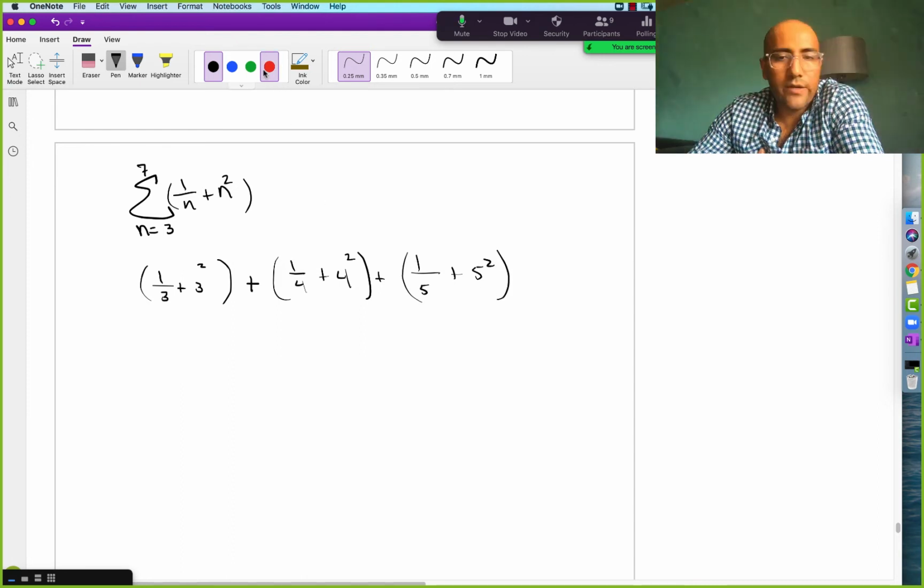right? So we just keep going with these summations. Summation, summation, summation. At each one of these little intervals, we're replacing the index, in this case the index variable n, with a 3. And then we just keep going, and we don't stop until we get to the stopping value there, which is equal to 7 in this case. So we've got to include a 1 over 6 plus 6 squared, and then a 1 over 7 plus 7 squared.